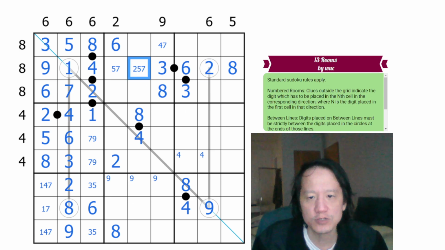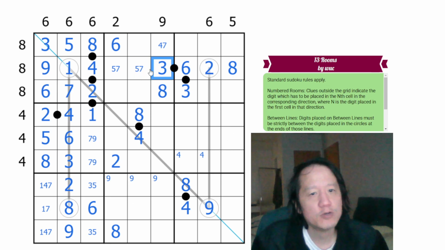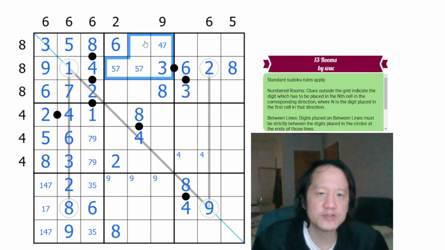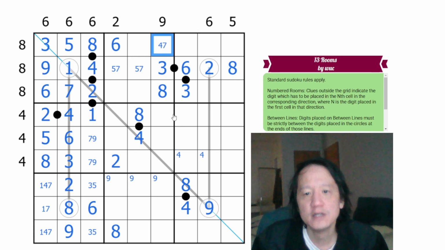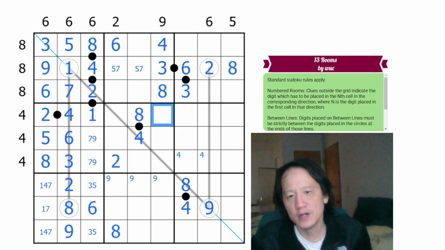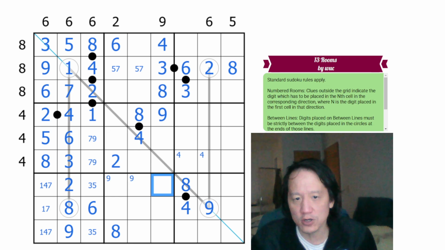So this is 2, which means this can't be 2, which means we have a 5, 7, 5, 7 pair in box 2. That eliminates 5 and 7 from the rest of the cells in that box. So therefore, this has to be a 4. So this is 4, which tells us that the 9 has to be in the 4th cell. So therefore, this is 9. This can no longer be 9 then.